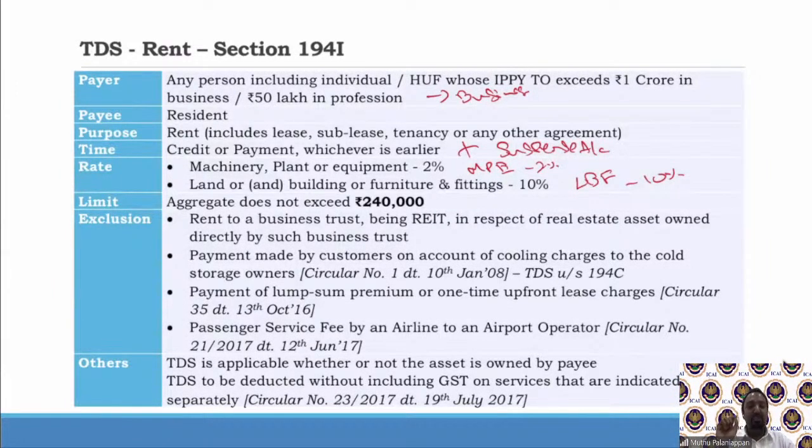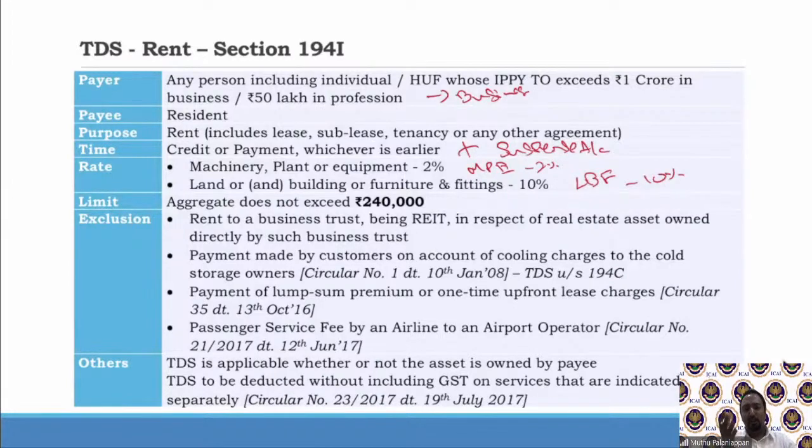For other assets, that is your PME, plant and machinery and equipment, it is 2%. So basically, for land, building, furniture, it is 10%. For machinery, plant and equipment, it is 2%. So that's the rate. These are the assets that we are calling as rental. Anything else not listed in this category is not an asset. So what is the limit?